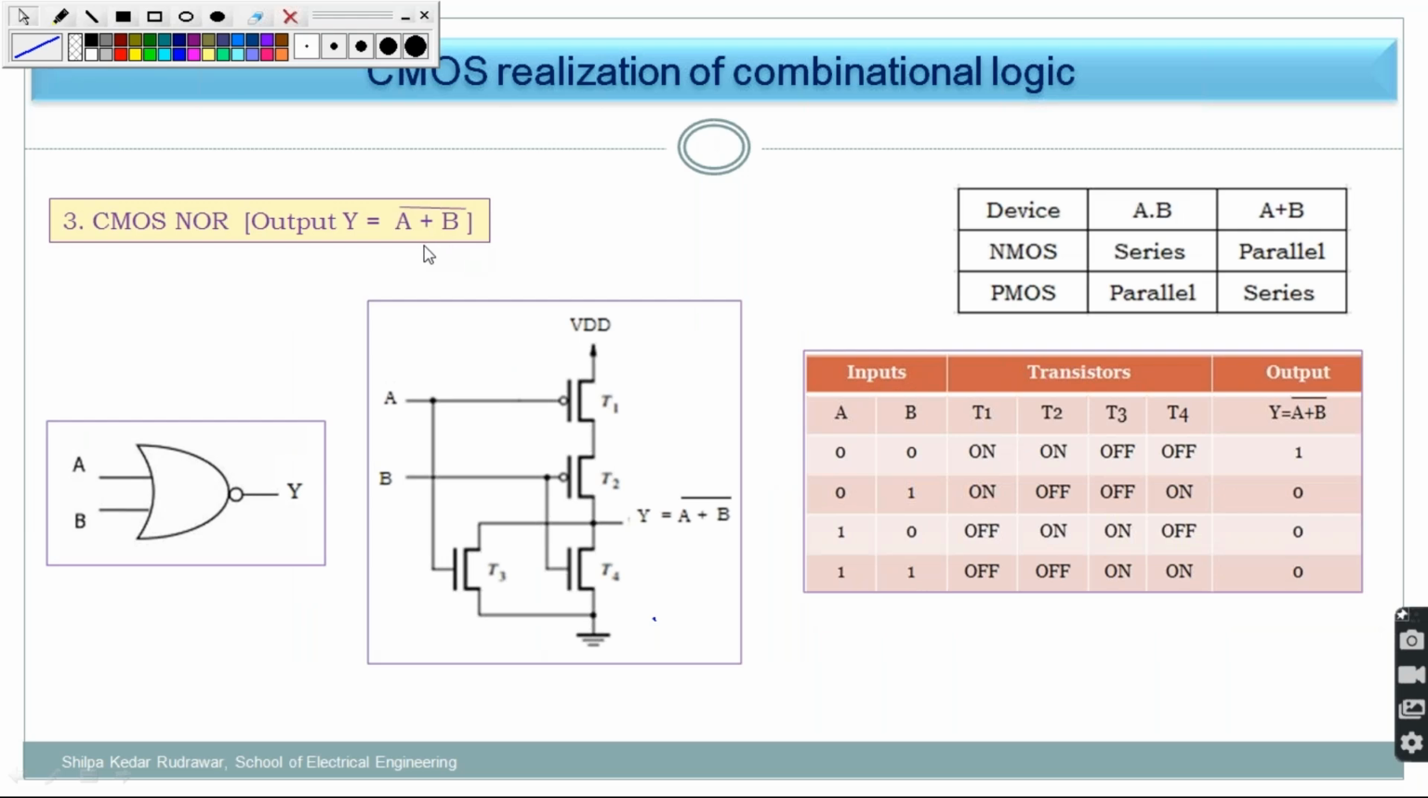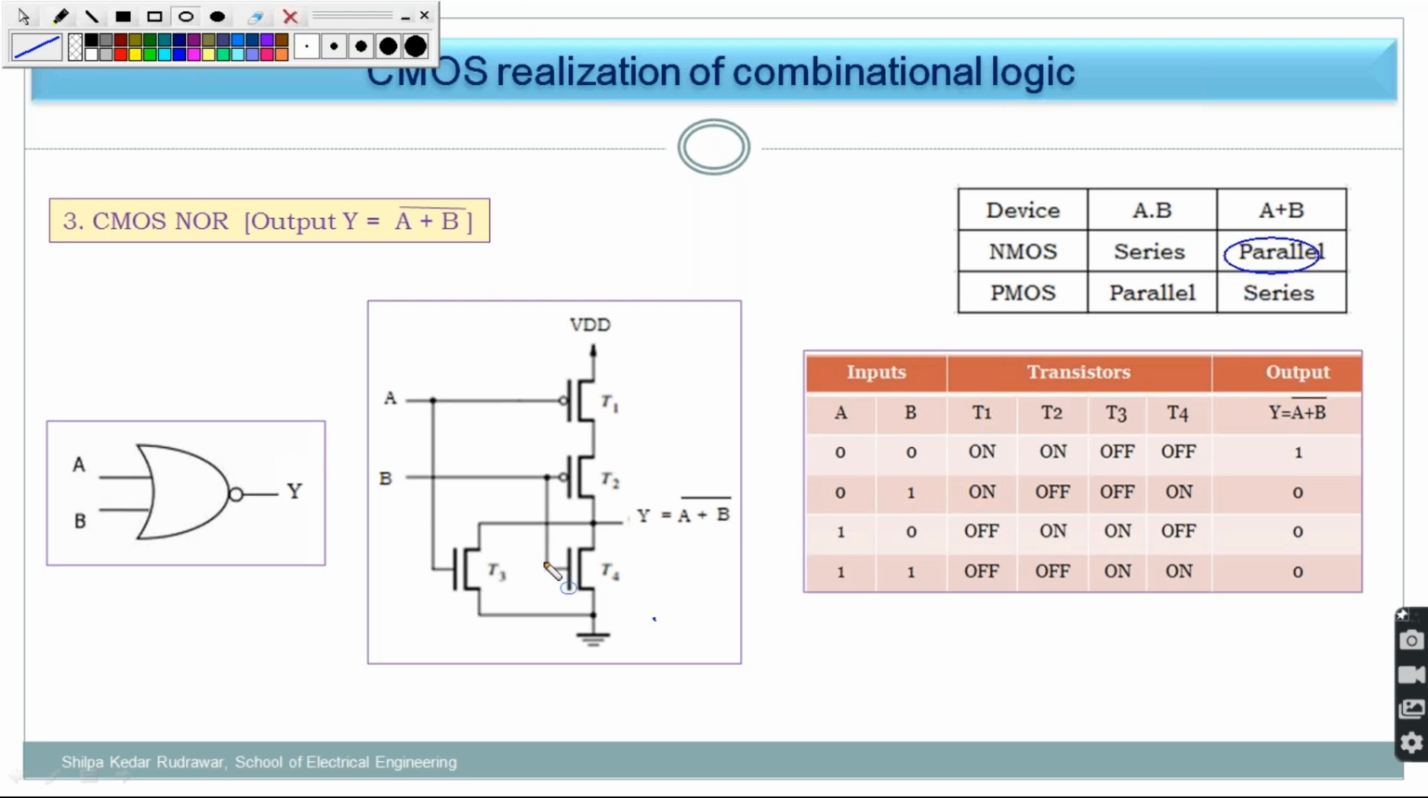This is the NOR gate. What will be the NOR gate? The NOR gate is totally opposite to the NAND gate. So in the NAND gate, we have NMOS in series. So here PMOS will be in series and NMOS will be in parallel. Why? Because whenever we need to implement A plus B using NMOS, A plus B will be implemented as what?